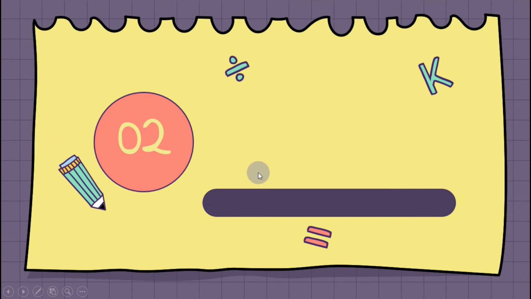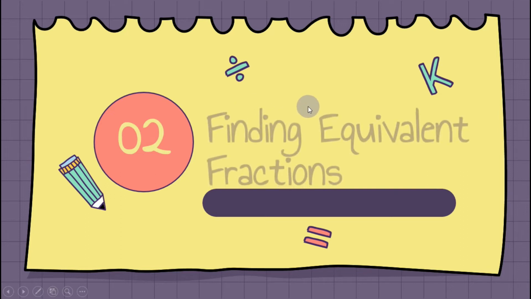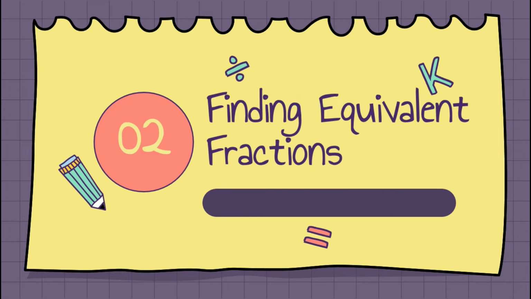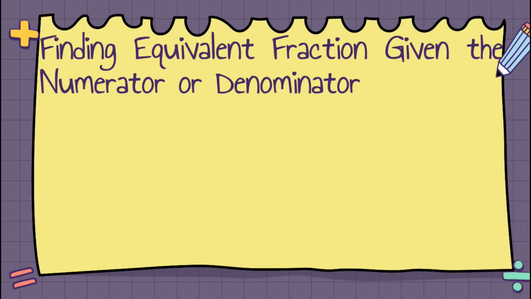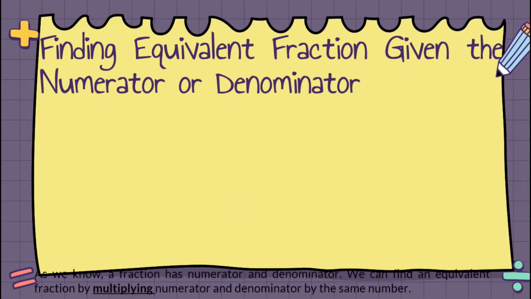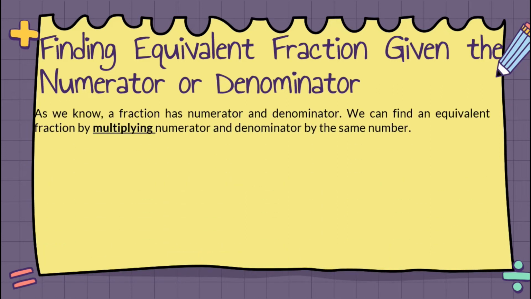We have reviewed the material from the last meeting. Now, we go to the main topic, finding equivalent fractions. Finding equivalent fraction given the numerator or denominator. As we know, a fraction has numerator and denominator. We can find an equivalent fraction by multiplying numerator and denominator by the same number.